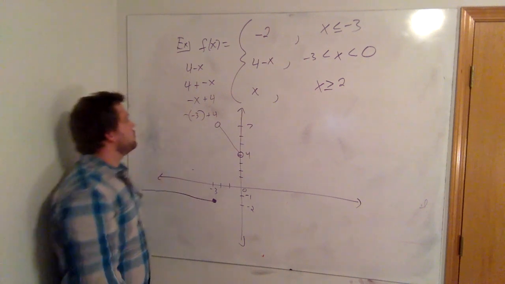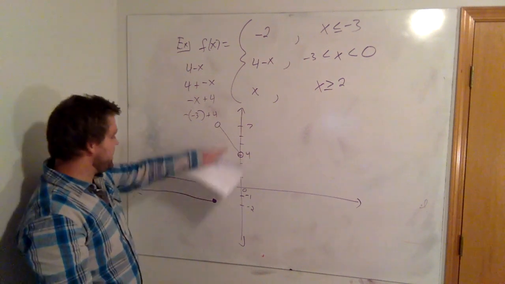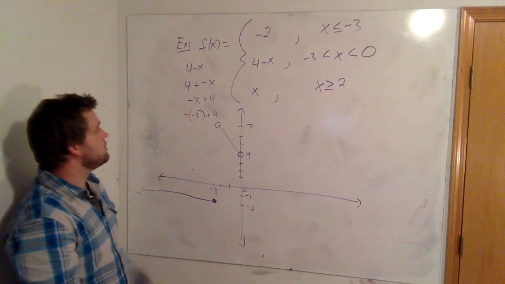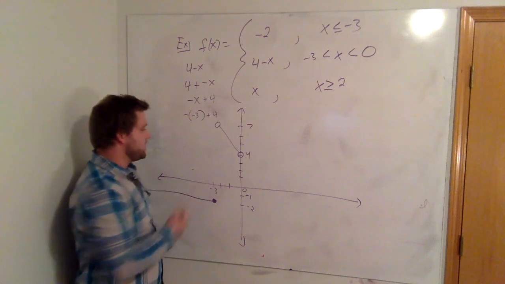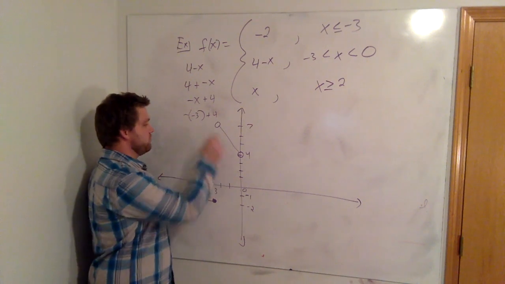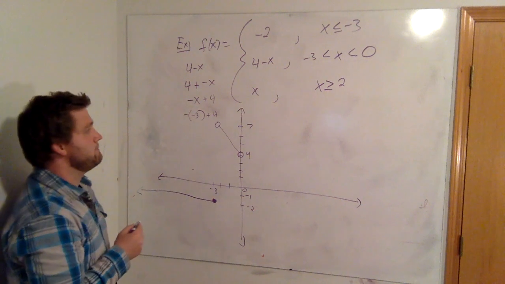Okay. So this is the graph of 4 minus x on the interval from -3 to 0, but I'm not including -3 and I'm not including 0. That's why I have open circles at the endpoints of this line segment.